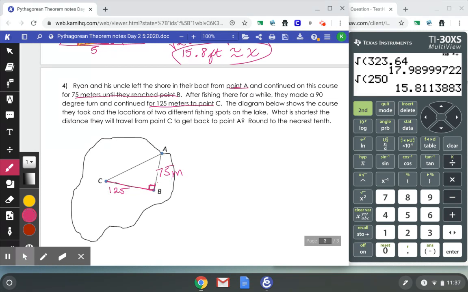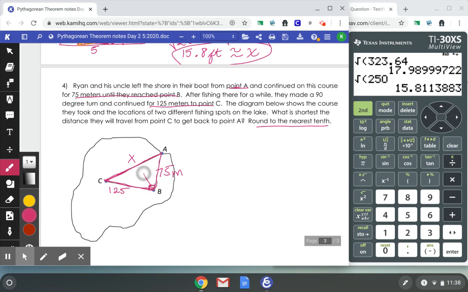The diagram shows the course they took and the locations of 2 different fishing spots on the lake. What is the shortest distance they will travel from point C to get back to point A? Round to the nearest tenth. So to get from C to A, the shortest distance would be that straight route going right back. They left here, went to B and fished, went to C and fished, and now they want to get home as quickly as possible, and that would be the straight route home. So we want to know, what is that distance?